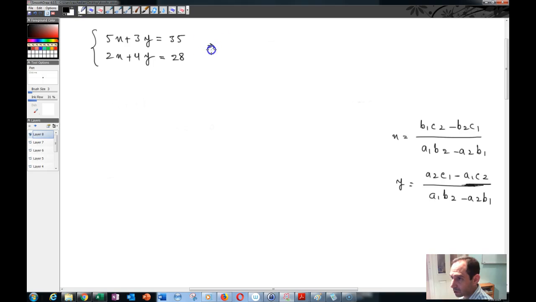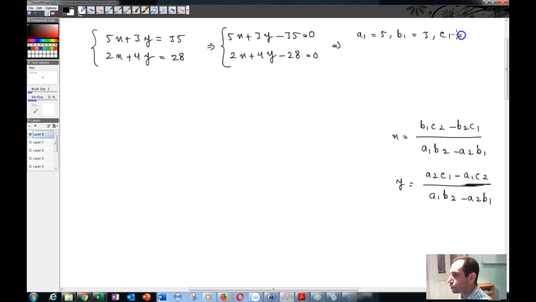So to write this in general form, I write this as 5x plus 3y minus 35 is equal to 0, and 2x plus 4y minus 28 is equal to 0. And so based on this, a1 is equal to 5, b1 is equal to 3, c1 is equal to negative 35. That's why I said you have to write it in general form, otherwise you have a positive 35 here. And a2 is equal to 2, b2 is equal to 4, and c2 is equal to negative 28. And now you can substitute these values in these two formulas to get your x and y.